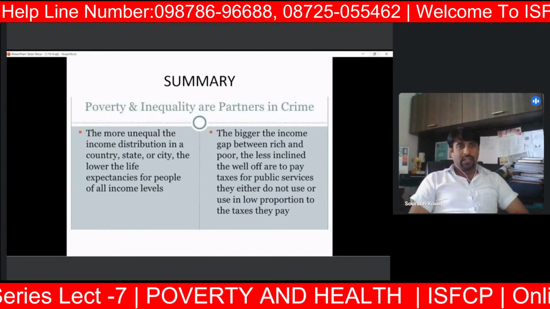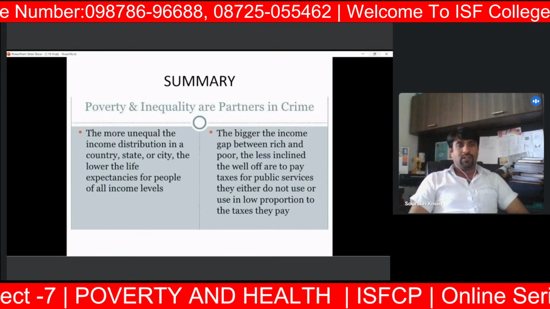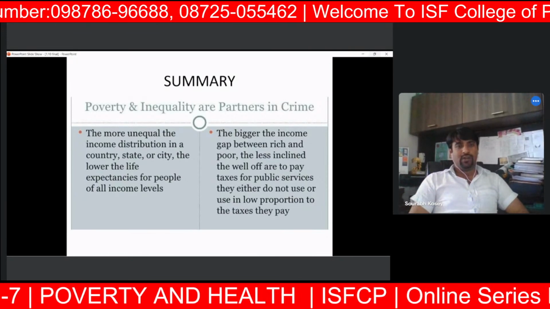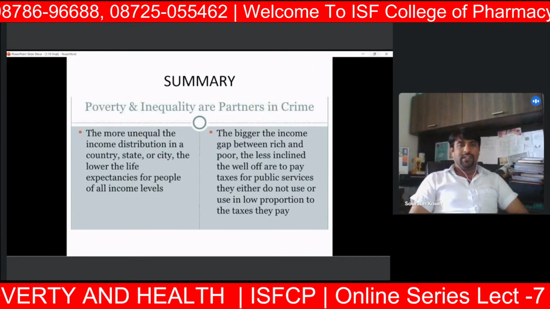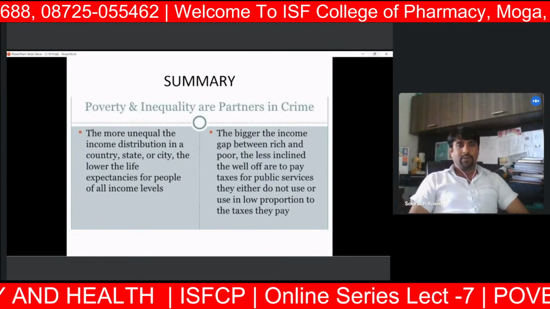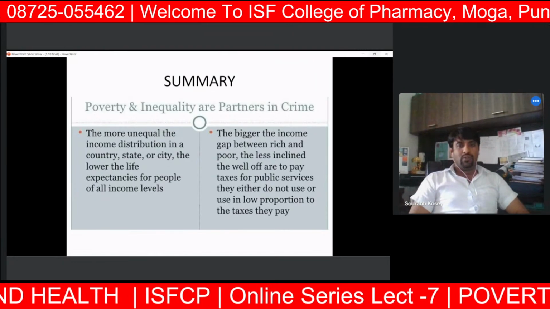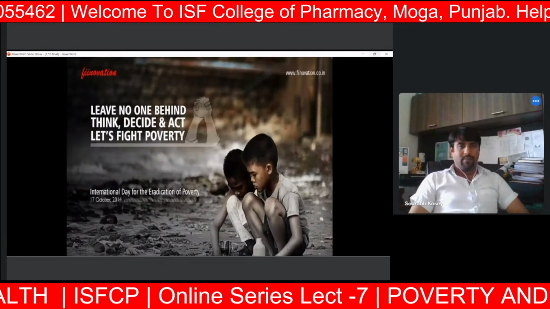The more unequal the income distribution in a country, state or city, the lower the life expectancy for people at all income levels. The bigger the income gap between rich and poor, the less inclined the well-off are to pay taxes for public services they either do not use or use in low proportion to the taxes they pay.